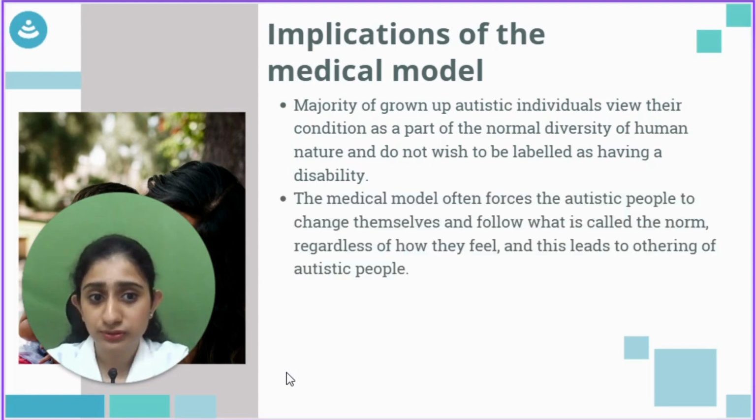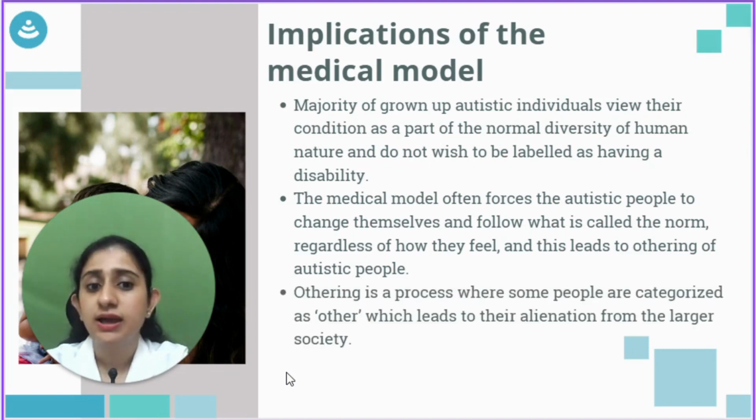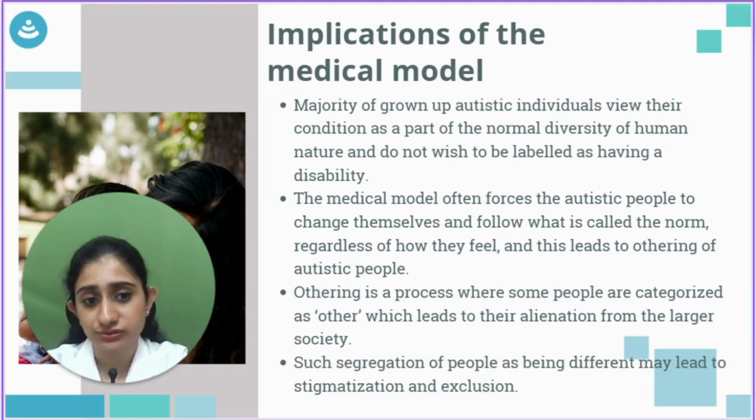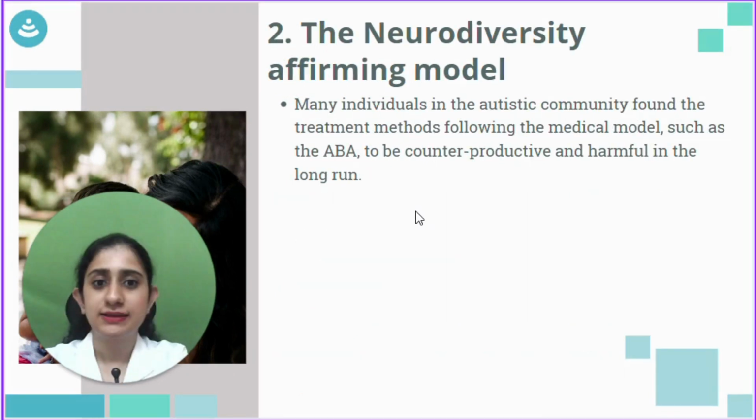So the medical model often forces the autistic people to change themselves and follow what is called the norm, regardless of how they feel, and this leads to othering of autistic people. Othering is a process where some people are categorized as others, which leads to their alienation from the larger society. Such segregation of people as being different may lead to stigmatization and exclusion.